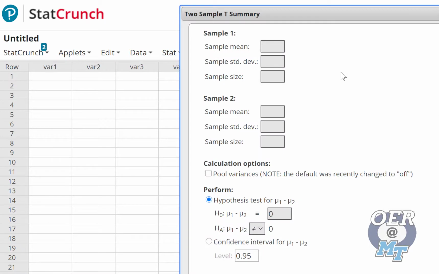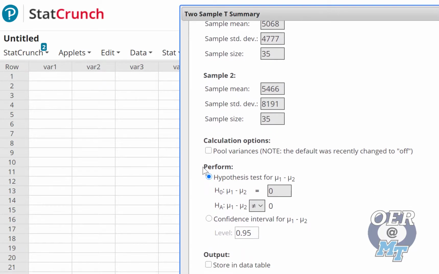So I let mu1 be two-year colleges. So it says I have 35 two-year colleges, and the mean enrollment was 5,068, with a standard deviation of 4,777. And there were 35 of these. mu2 is the four-year colleges. So 5,466 with a standard deviation of 8,191, and again I had a sample size of 35. We ordinarily do not pool the variances. And here's my hypothesis test I'm going to perform.